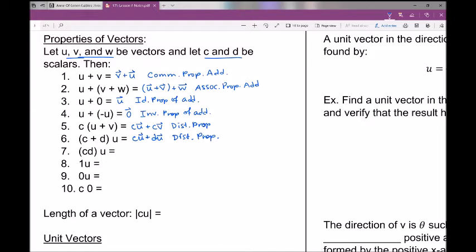You could group the scalars as is shown here, or you could group d and the vector u, or you could group c and the vector u and multiply it by d. So this is your associative property of multiplication.